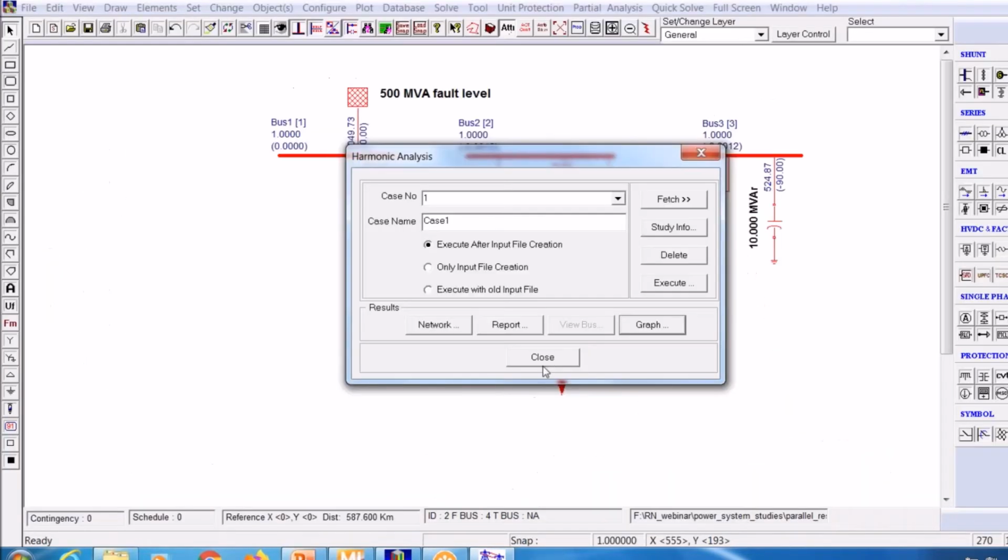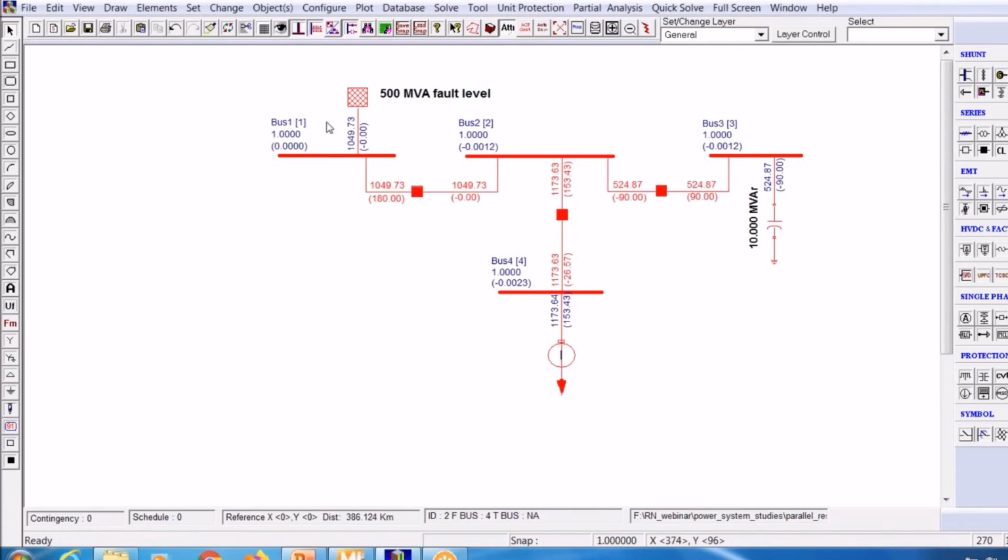Now let us understand why that parallel resonance occurs. This is a 500 MVA fault level and you have a 10 MVAr capacitor. The resonance point is the square root of 500 divided by 10, that is the square root of 50. The square root of 50 is very close to 7, correct or not? Because 7 squared is 49.